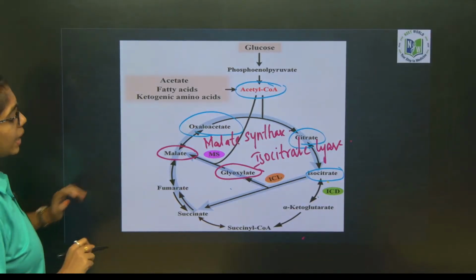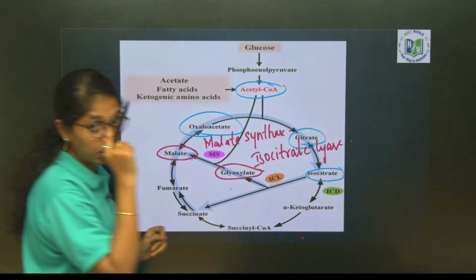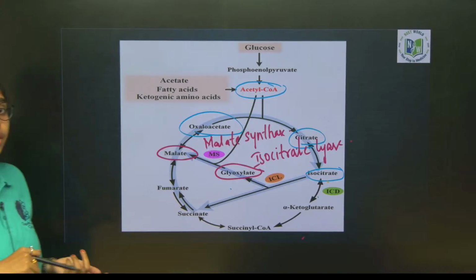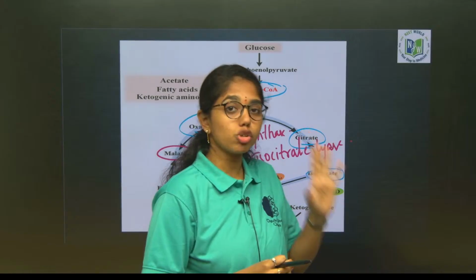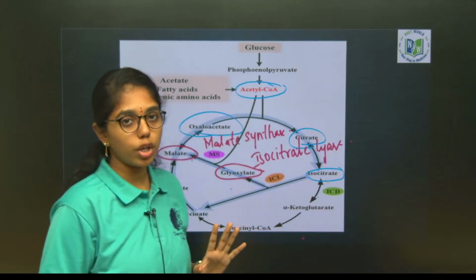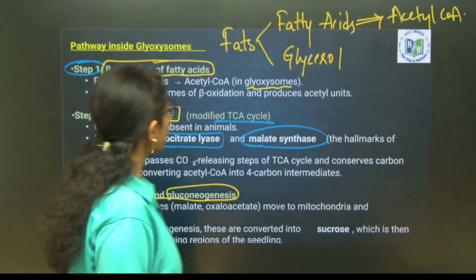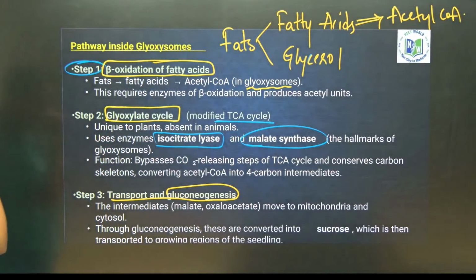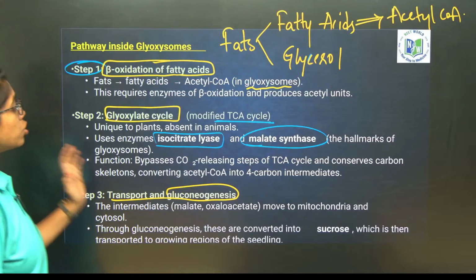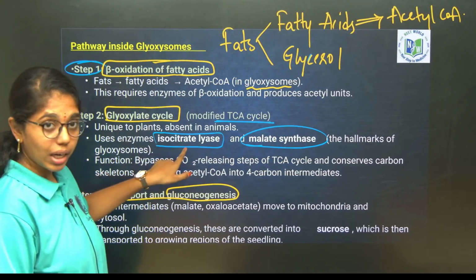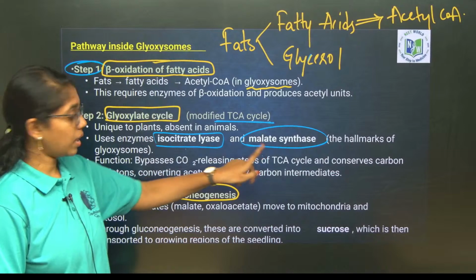Now, this malate can operate gluconeogenesis. What is gluconeogenesis? Synthesis of glucose from non-carbohydrate sources is called gluconeogenesis. Look into the theory once for more idea. So, the glyoxylate cycle is unique to plants and is absent in animals. This uses enzymes like isocitrate lyase and malate synthase.